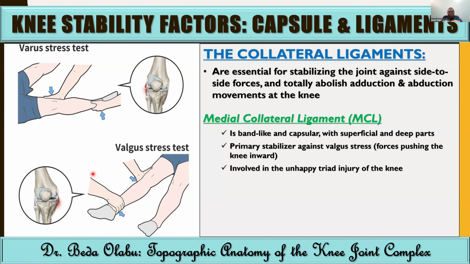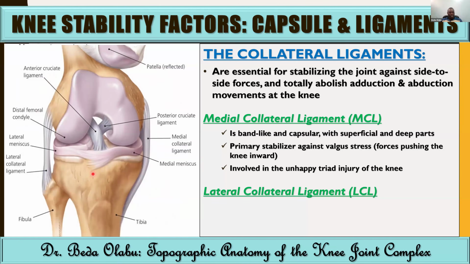I'd already mentioned that valgus forces tend to injure this ligament, therefore, together with the other two structures in what we call the unhappy triad. The lateral collateral ligament is cord-like. This is the LCL. We can also call it the fibular collateral ligament because it attaches to the fibula. So it arises from the femur and goes to the head of the fibula. Important to remember that because the medial collateral was arising from the medial femoral epicondyle, but goes to the tibia. The fibular collateral ligament arises from the lateral femoral condyle and goes to the head of the fibula. This is where it attaches together with the biceps femoris muscle.